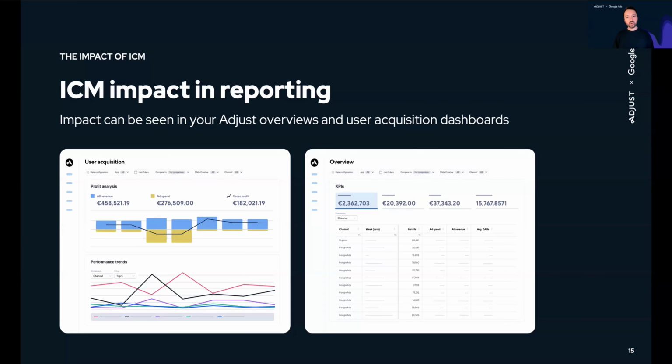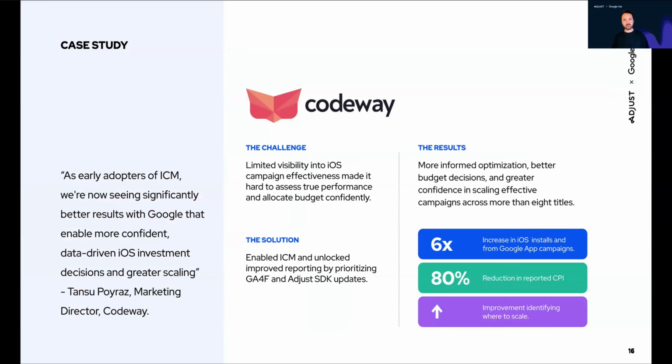What you should expect is that ICM results won't perfectly match every other iOS measurement framework, because different systems have different attribution rules, timing, reporting methodologies, and so on. So when you evaluate your performance, focus on consistency within a methodology and on whether you now have enough signal to optimize confidently, rather than expecting perfect alignment across the systems. Let's make it real with some examples.